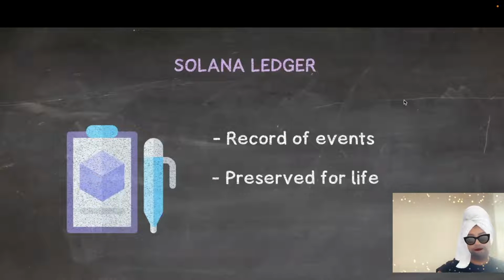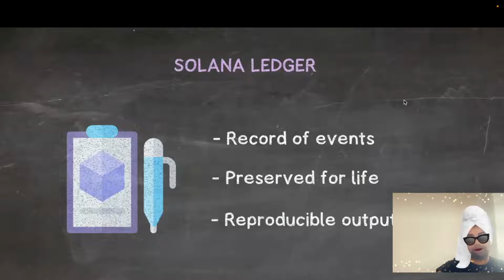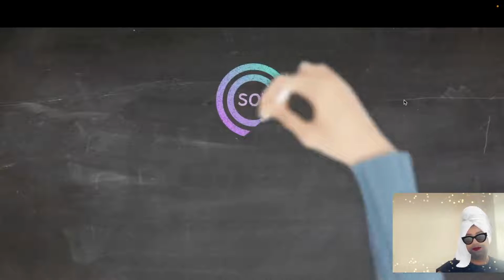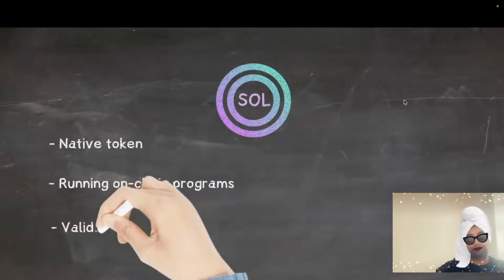As long as a node has a copy of the ledger, the output of its programs are reproducible, regardless of when or who deployed them. Sol is the name of Solana's native token, which can be passed down to nodes in exchange for running on-chain programs or validating their outputs.